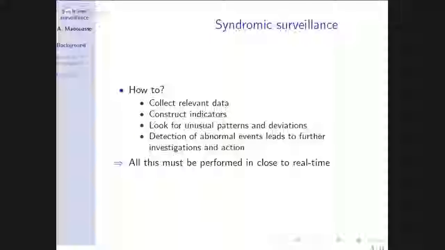Usually the way it works, you have to collect the relevant data. So you need to identify the sources of data that can be helpful to detect what's abnormal. Then you construct indicators or syndromes, and in this data, you look for unusual patterns and deviations. The detection of these abnormal events leads to further investigations and actions. This implies that all the data are collected and analyzed in close to real time.